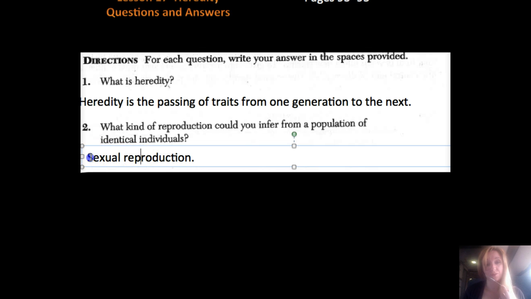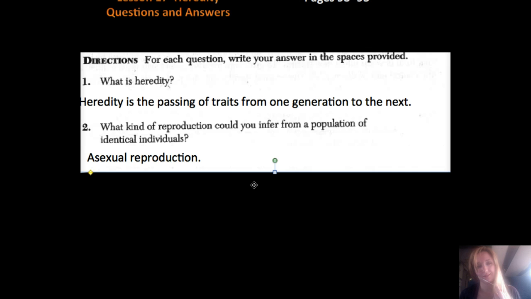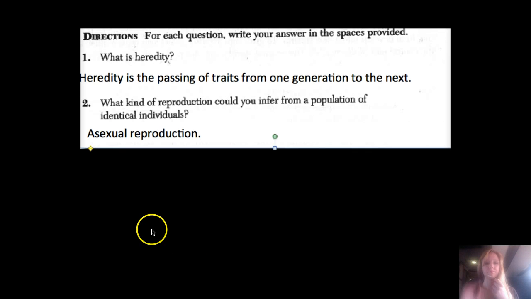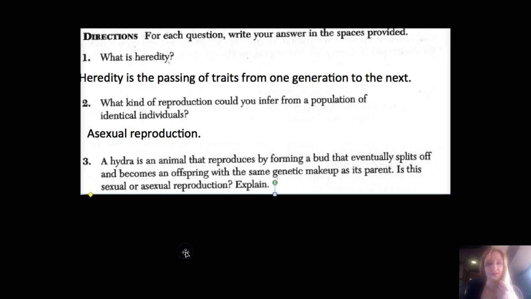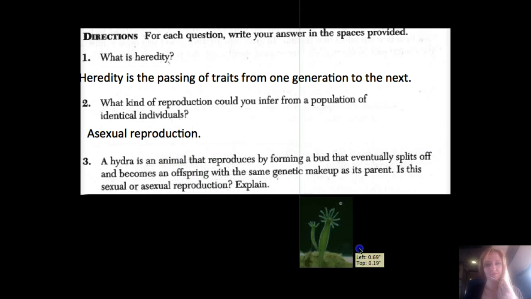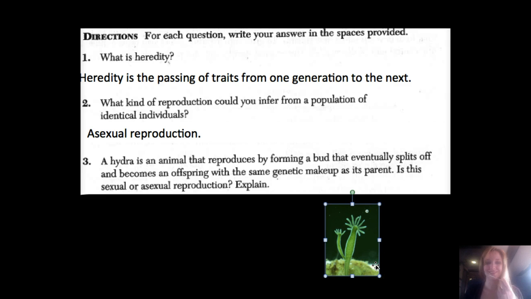Is this the correct answer? No way. It's definitely asexual reproduction that would be one from a population of all identical individuals. Okay. Next one, a hydra. Remember this? I showed you what a hydra was. A hydra is an animal that reproduces by forming a bud, like right here, that eventually splits off and becomes an offspring with the same genetic makeup as its parent.